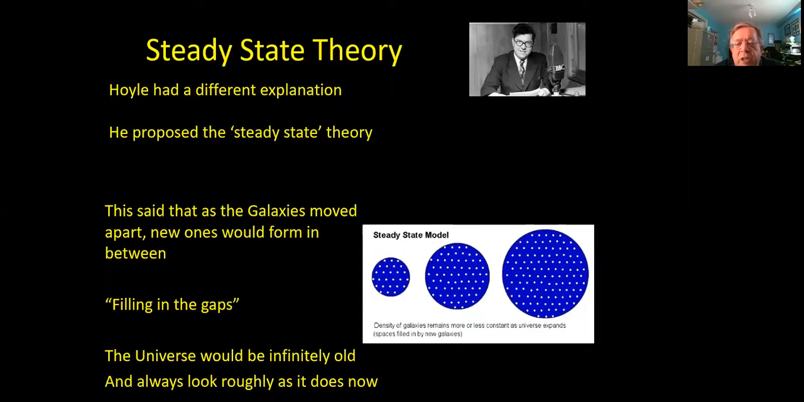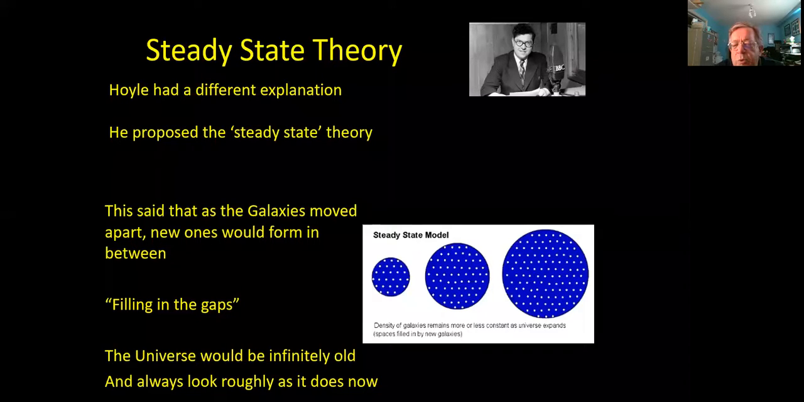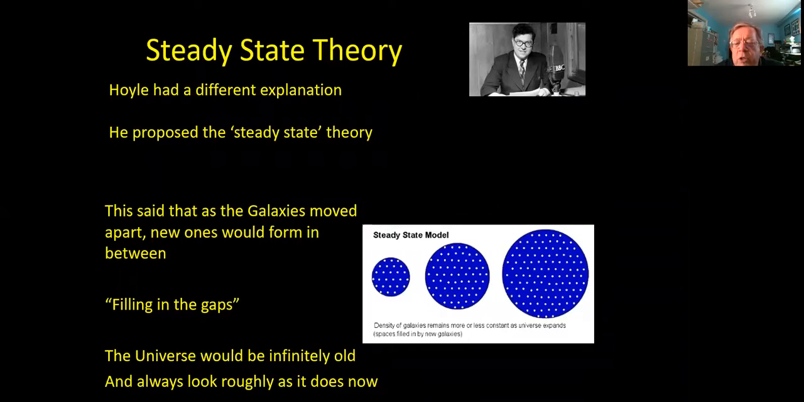The pre-existing galaxies would have drifted apart and new ones would have formed in the gaps, keeping the average density of galaxies steady, at a steady state, a steady average overall density of the universe. And also, this implied that the universe would be infinitely old and that it would always look now as it does in the distant past.